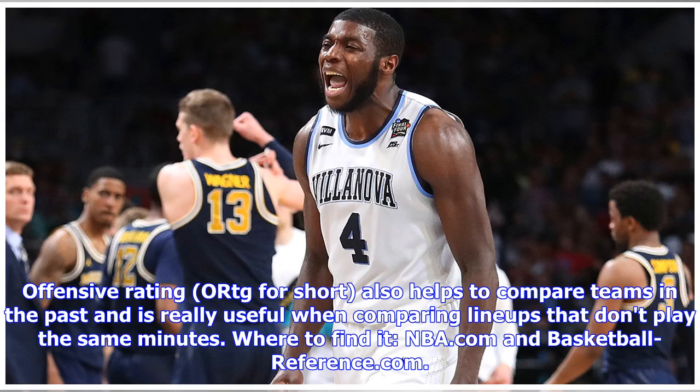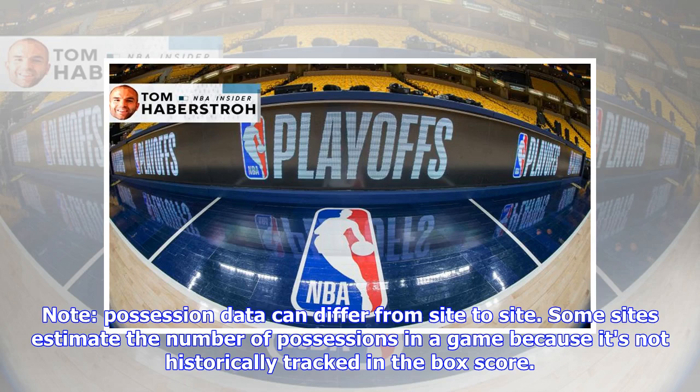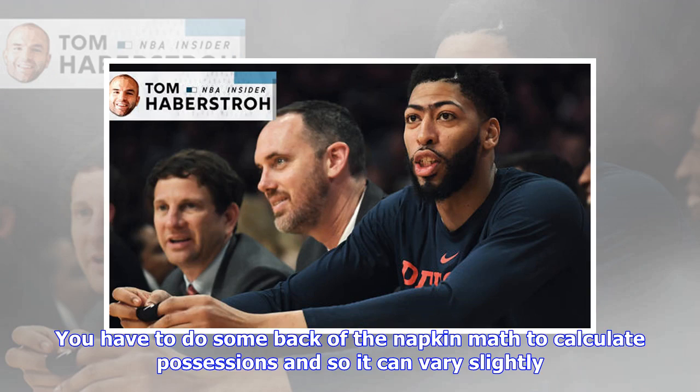Offensive rating, ORTG for short, also helps to compare teams in the past and is really useful when comparing lineups that don't play the same minutes. Where to find it? NBA.com and basketball-reference.com. Note: possession data can differ from site to site. Some sites estimate the number of possessions in a game because it's not historically tracked in the box score. You have to do some back-of-the-napkin math to calculate possessions, and so it can vary slightly.